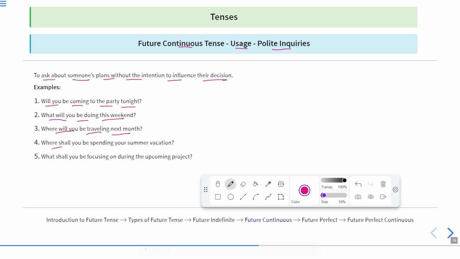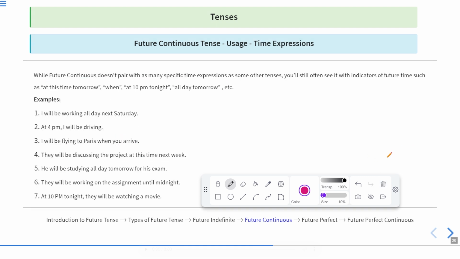Okay, where shall you be spending your summer vacation? What shall you be focusing on during the upcoming project? Okay, so these are polite inquiries which one can make to another person. Now let us move to the next one. Future continuous tense is also used to show these time expressions.